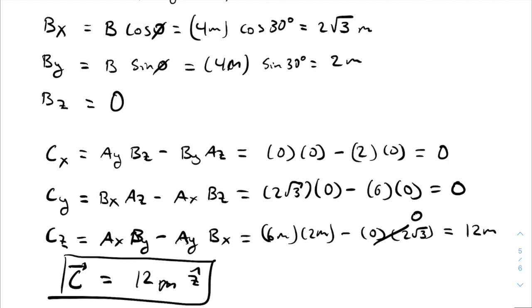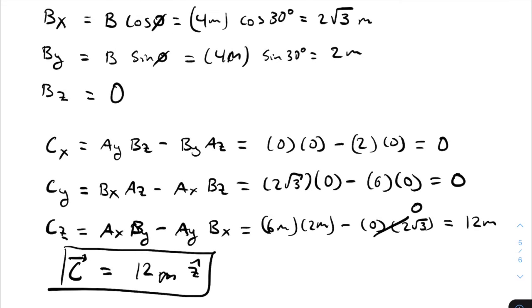Then the Z component of vector C is equal to AX times BY minus AY times BX, which is equal to 6 meters times 2 meters minus 0 times 2 times the square root of 3, which is equal to 12 meters. Therefore, our vector C has only components in the Z direction, as we can see here, and our resultant vector C will be equal to 12 meters in the Z direction.